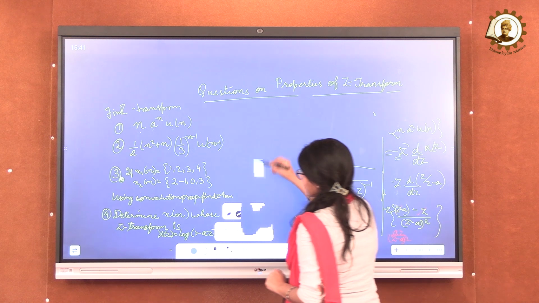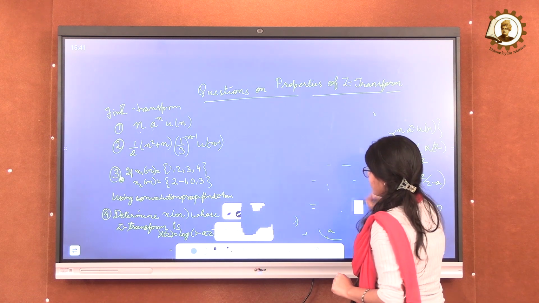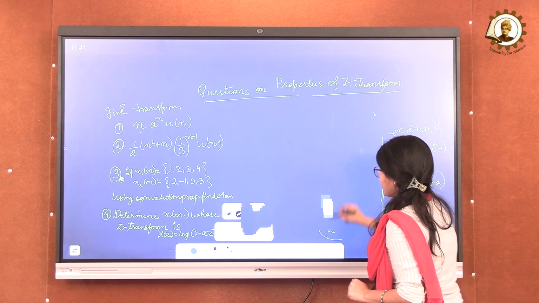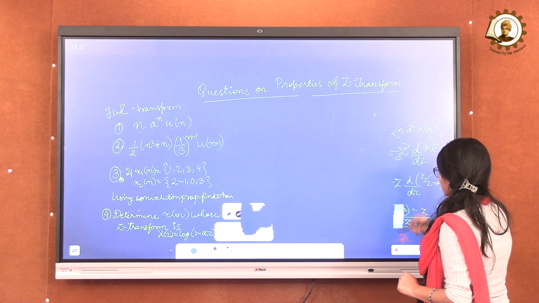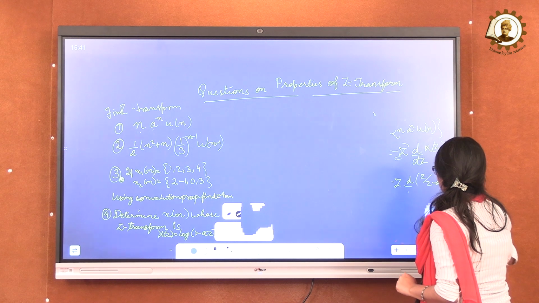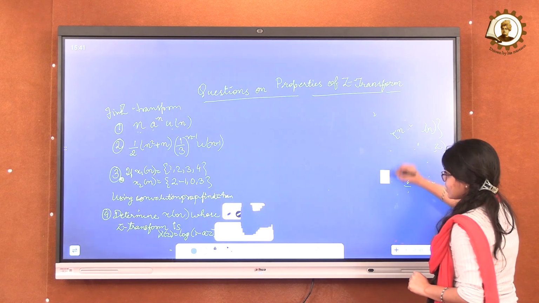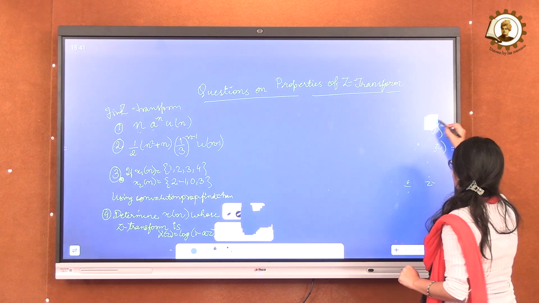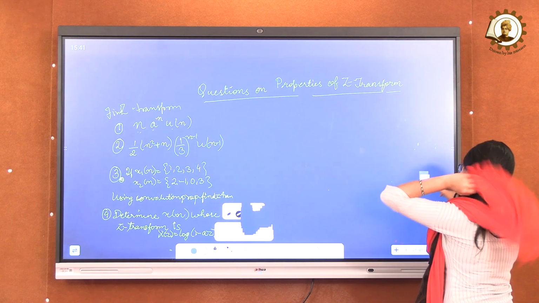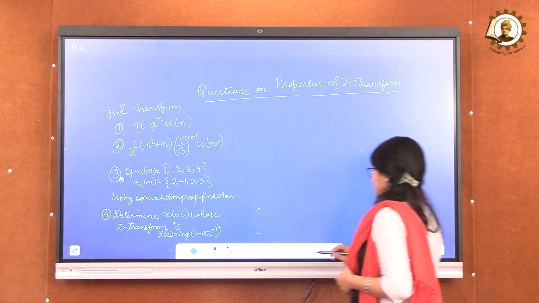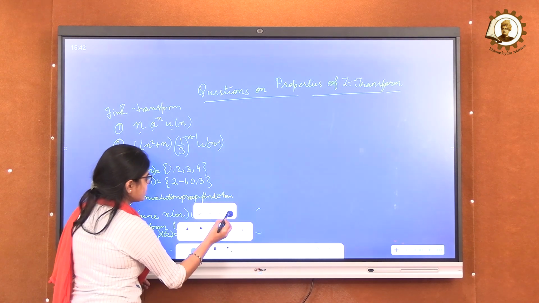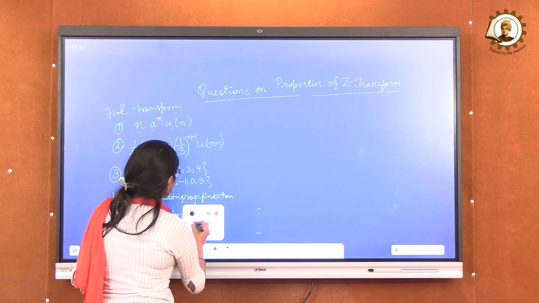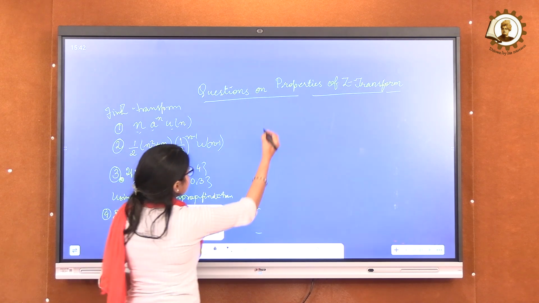The next question is half into n square plus n, 1 by 3 raised to the power of n minus 1, into u of n minus 1. So you can see directly over here that if you write u[n], that is the unit step sequence. But when you write u of n minus 1, that means the step sequence has been shifted. So the time shifting property is going to be used here. Let's go ahead and solve this one.